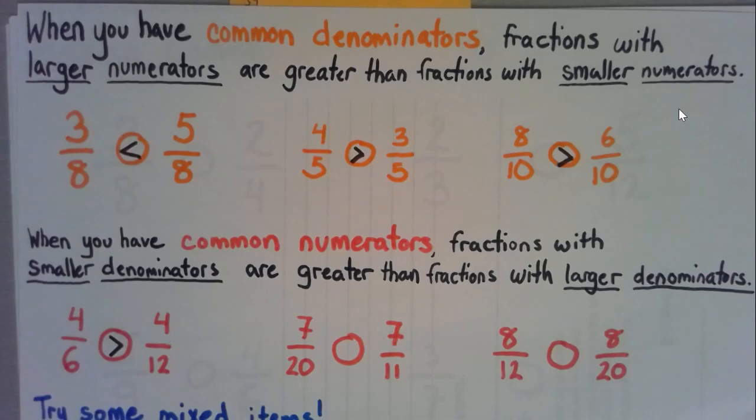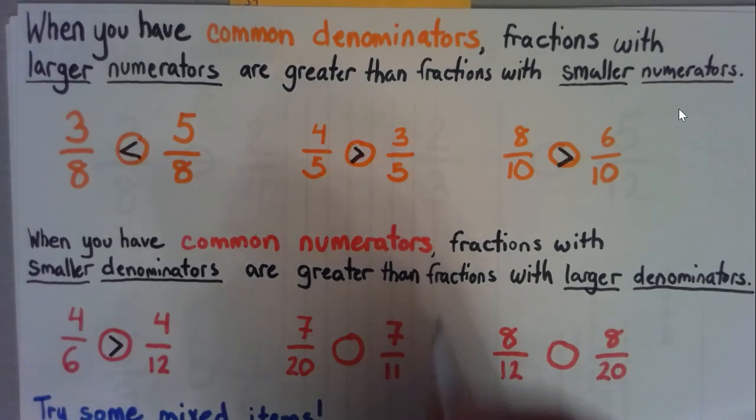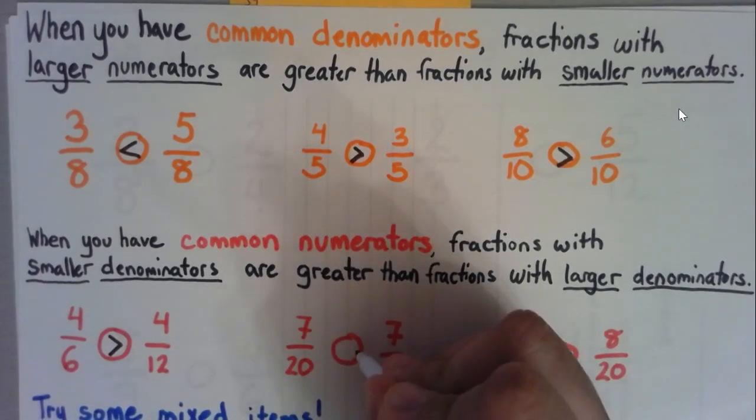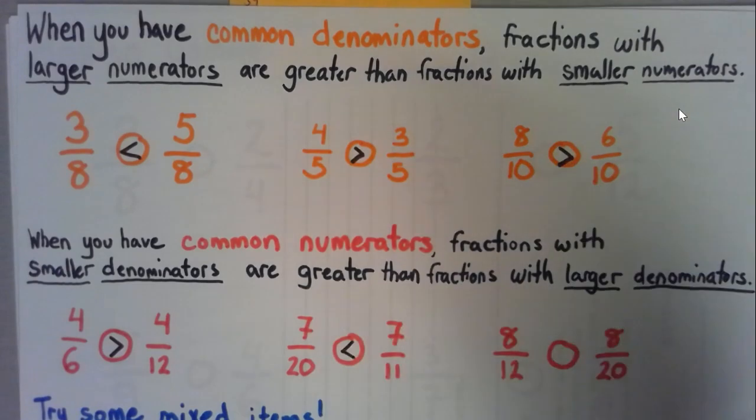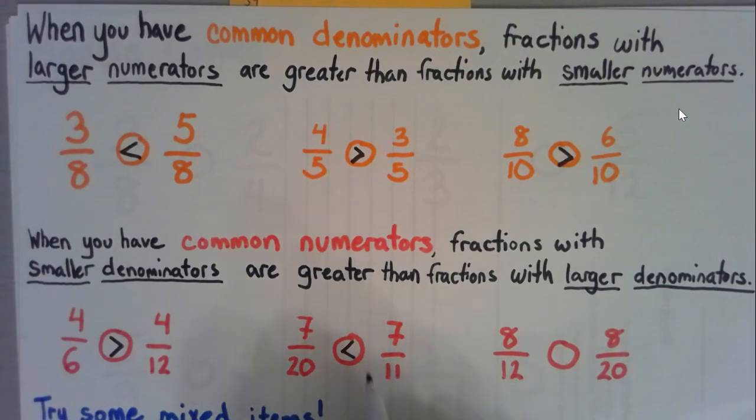We have 7/20 and we have 7/11. Hopefully you said 7/20 is less than 7/11 because even though they're both 7 parts, the 11 parts are going to be much bigger than those 20 small parts. So 7 of those smaller parts is less than 7 of the 11 bigger parts.